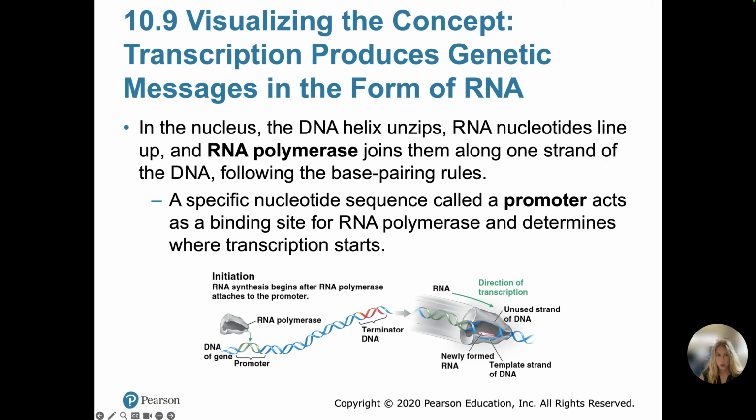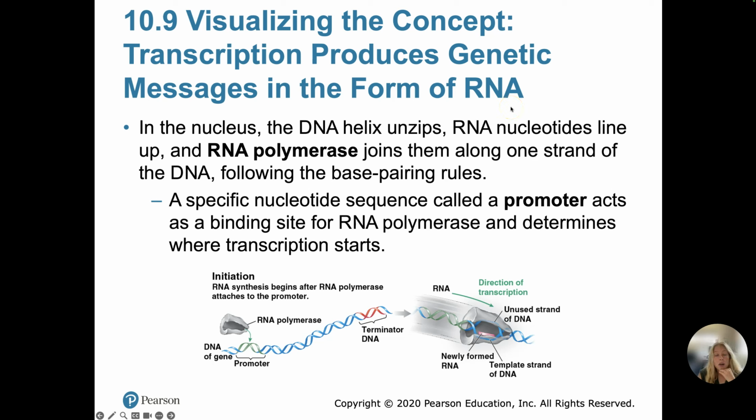Transcription happens in the nucleus. So in the nucleus, the DNA helix will unzip, RNA nucleotides will line up, and RNA polymerase will join them along one strand of the DNA following the base pairing rules. So remember, transcription is transcribing the nucleic acid sequence of DNA to the nucleic acid sequence of RNA.